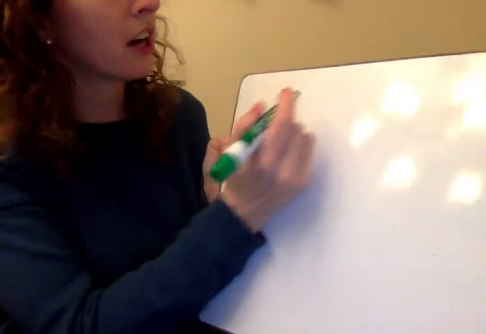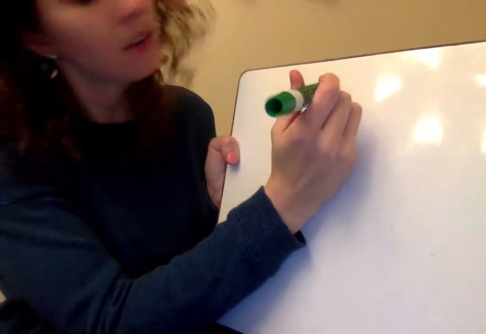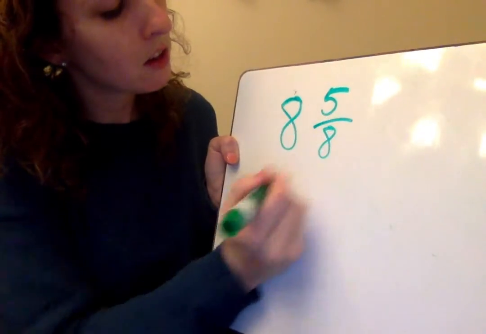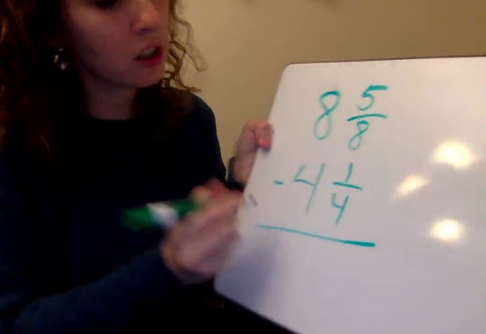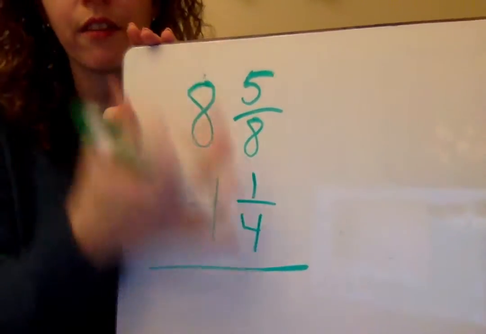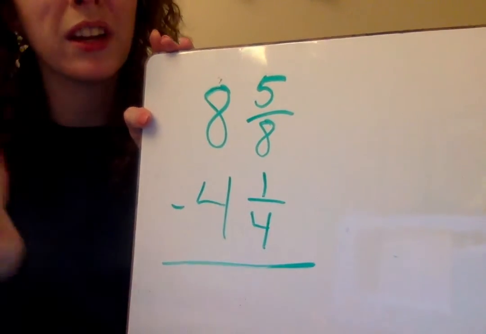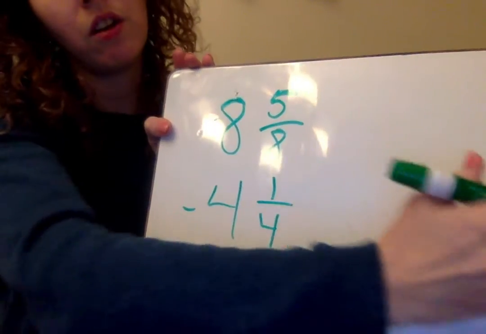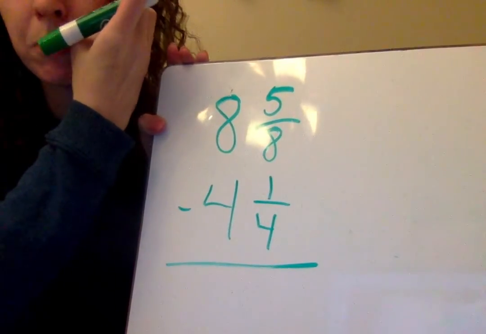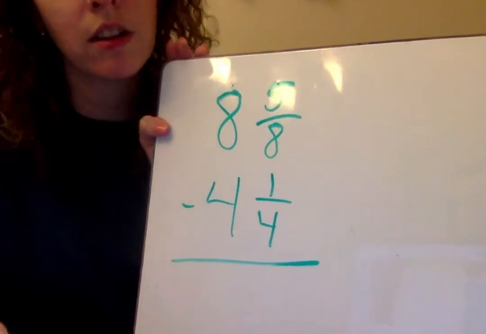Okay, so the first fraction for A is 8 and 5/8 minus 4 and 1/4. The first thing you're going to notice is that it's written vertically, up and down. I know some of you don't like it like that, but the truth is you're going to see it written this way and long ways, so you have to know how to solve both. The steps are exactly the same.